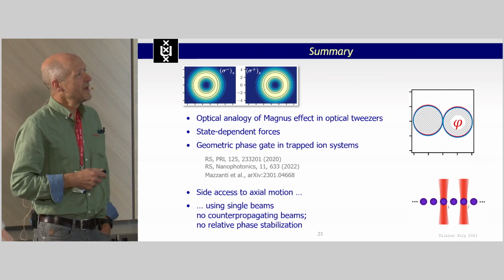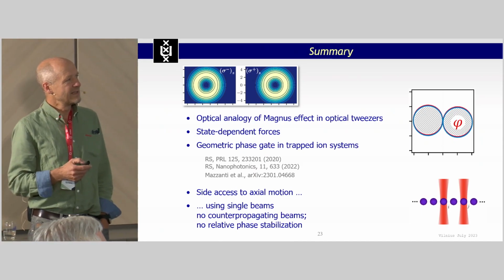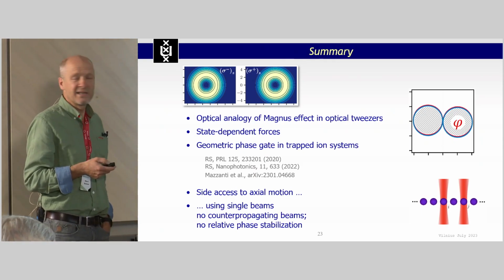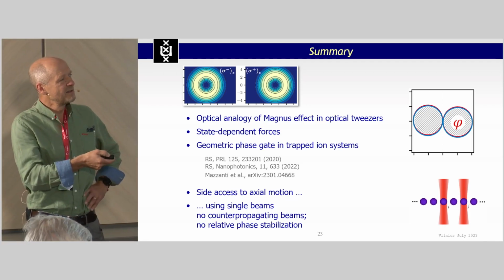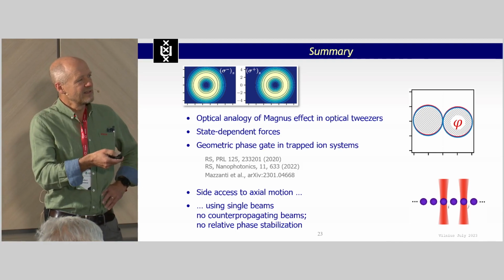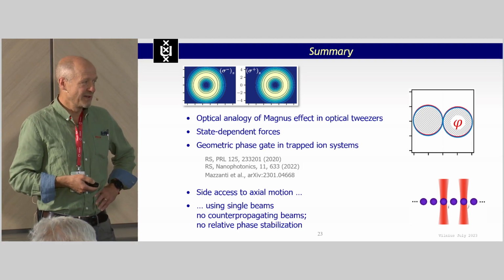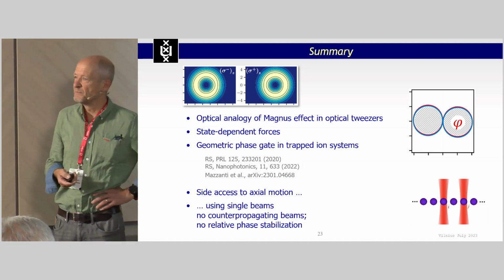So, here's my summary. I showed you that there is this optical analogy of the Magnus effect that occurs in optical tweezers, and how you can use that to create a quantum gate for trapped ions. Thank you.